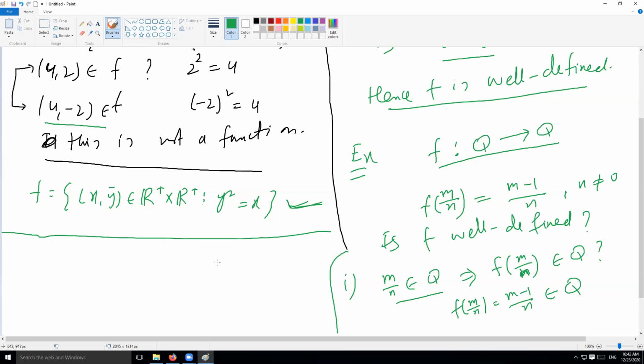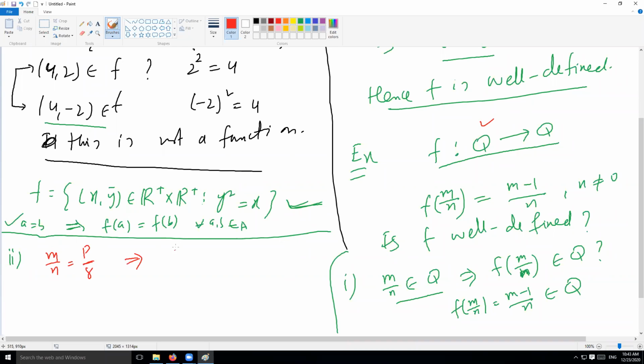Now, let's have the other condition. What was the second condition to verify? Remember the criteria: if a equal to b, it must be that f of a is equal to f of b, for all a and b from A. Now, in order to verify this condition, I need to pick two elements from the domain which are equal, and I need to show that their images are also equal. So do you think this would be true? Let's take, for example, m upon n equal to p upon q.